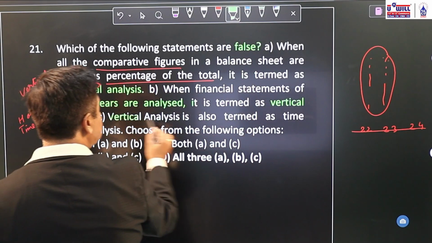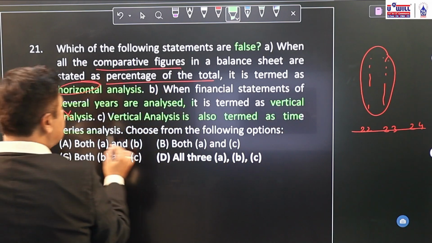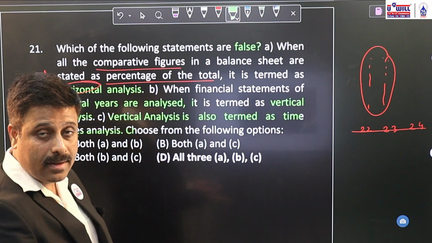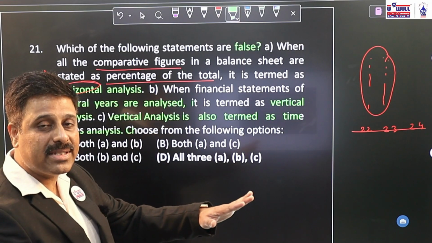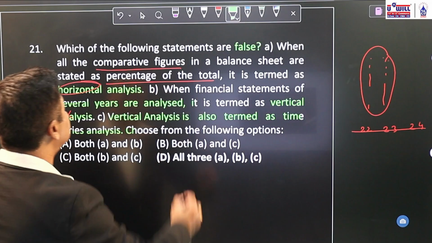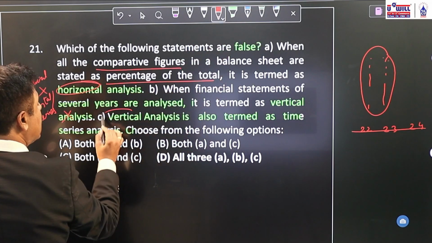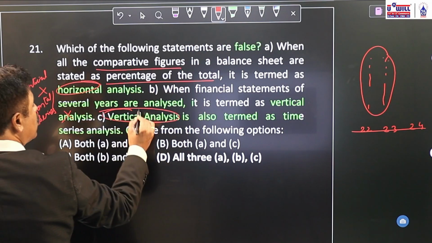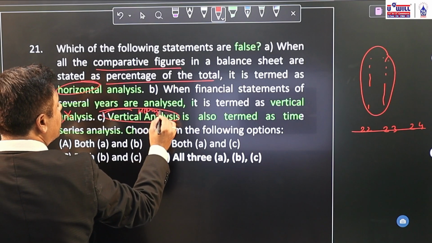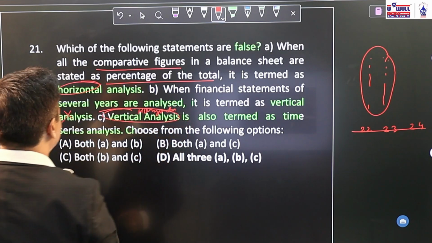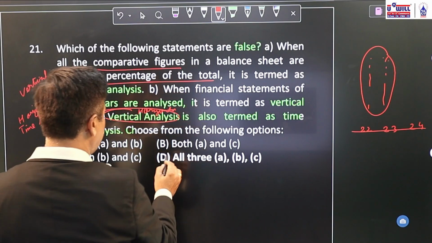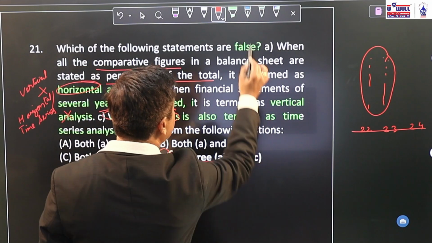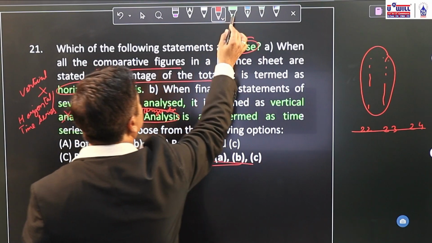Vertical analysis is also termed as time series analysis. Just now I answered it. Time series is a type of horizontal. So vertical analysis is not time series. Horizontal analysis is termed as time series analysis, not vertical. Okay, here also the option is horizontal. So all are wrong. D option. Which one is false? All the three are wrong. Okay.